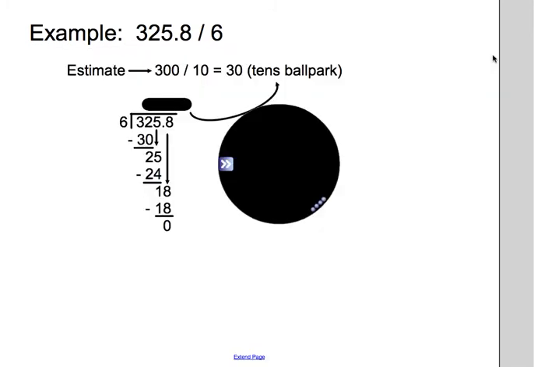Now we're going to put an example in your notes. So copy this one down. Okay, our example problem is 325 and 8/10 divided by 6. Now the very first thing we want to do is make an estimate.